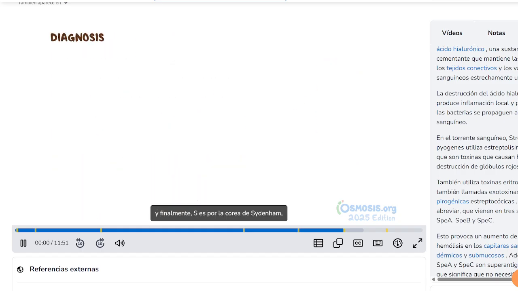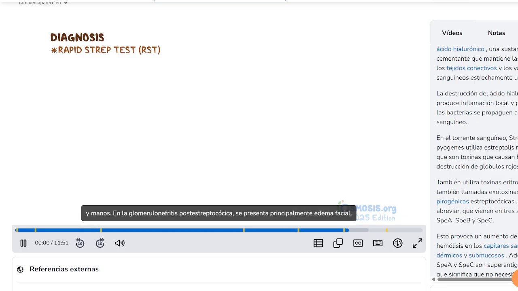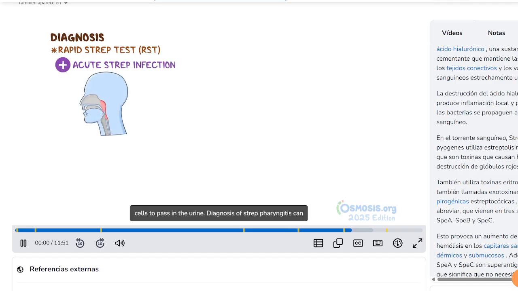Diagnosis of strep pharyngitis can be done with a rapid strep test, or RST, which looks for bacterial antigens on a throat swab. So, when an RST is positive, that usually means that there is an acute strep infection. A caveat to this is that some people's pharynx is colonized by strep bacteria, and so a positive test should only lead to a diagnosis of strep pharyngitis if the clinical picture matches.